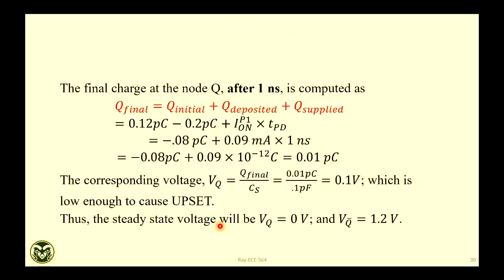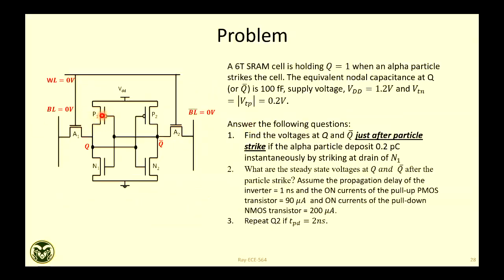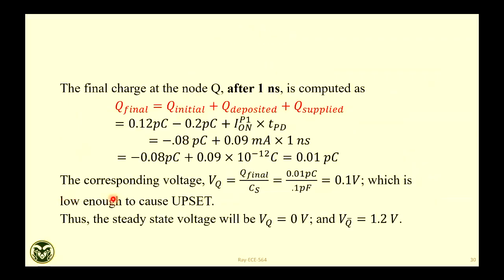Okay, so let's look at the critical charge. The final charge at this node Q after 1 nanosecond: you have to add what the PMOS will supply, right? Because this node is at negative voltage, the corresponding PMOS will keep charging that capacitor. Q supplied is the on current of the PMOS, because that P1 is on. If you look here, this PMOS is on. The moment this voltage went negative, immediately VDD, the supply voltage 1.2, will keep charging it.